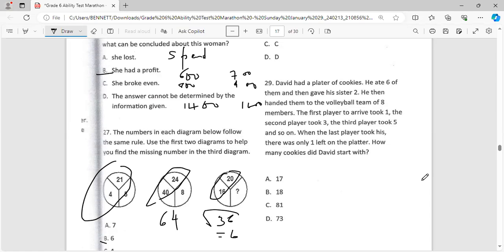David had a platter of cookies. He ate 6 of them and then gave his sister 2. He then handed them to the volleyball team of 8 members. The first player to arrive took 1, second player took 3, third player took 5, and so on. When the last player took his, there was only 1 left in the platter. How many cookies did David start with?